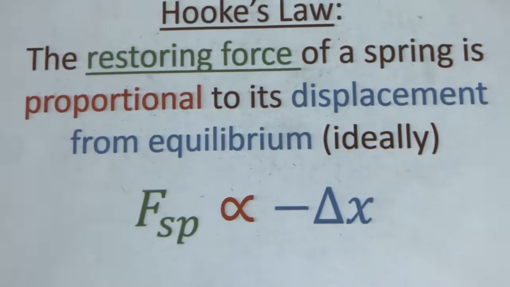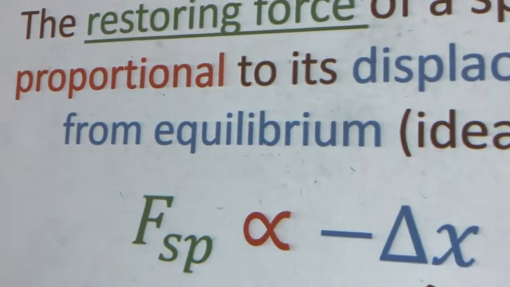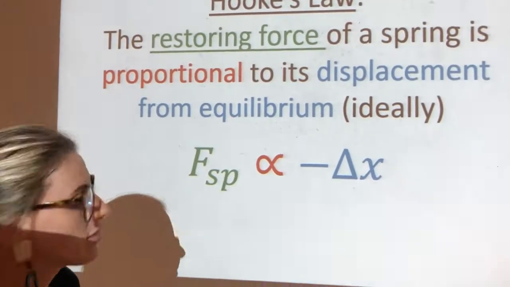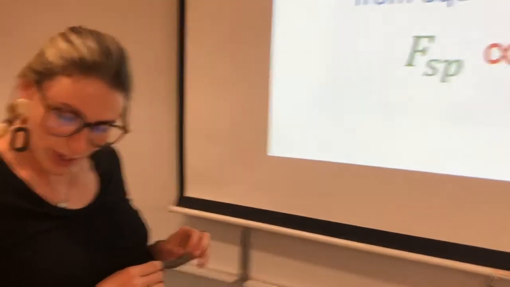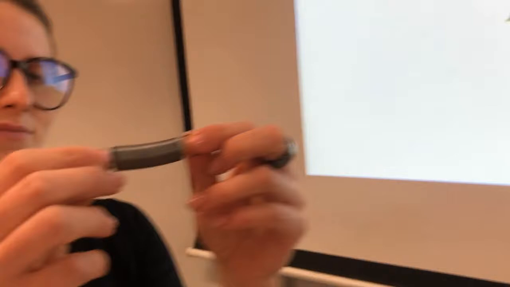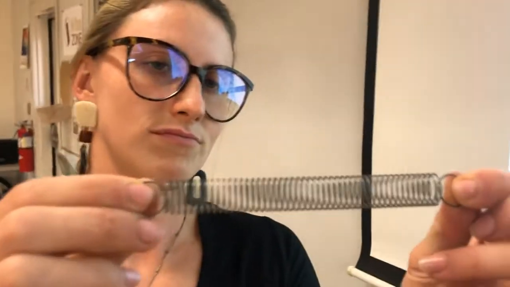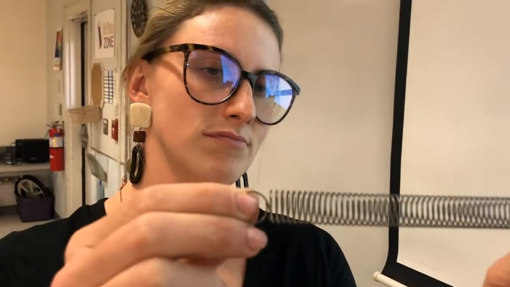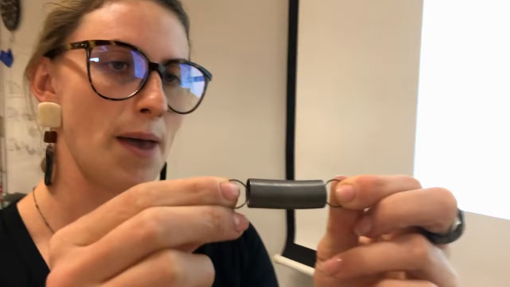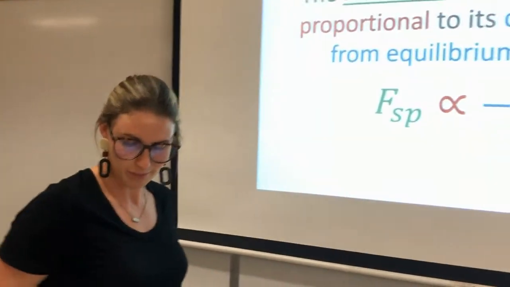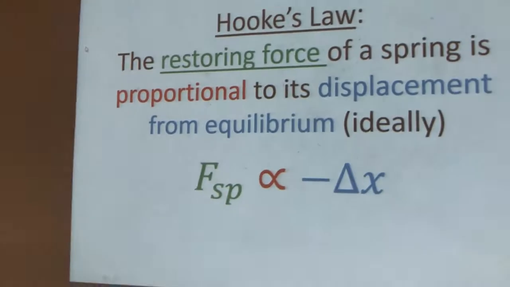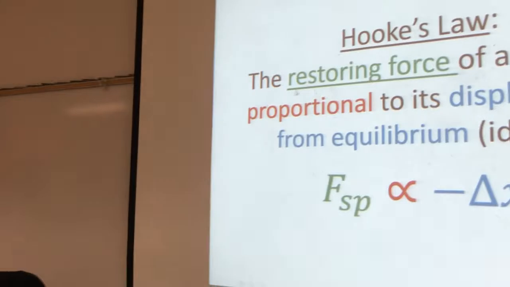So that's what our proportion tells us, but we can't really use that. What does that negative mean? The negative tells me whatever direction the force is in, the displacement is in the opposite direction. So you're pulling it that way, and it's trying to pull back this way. So it's a direction thing.